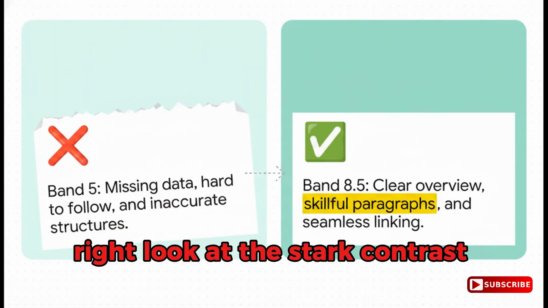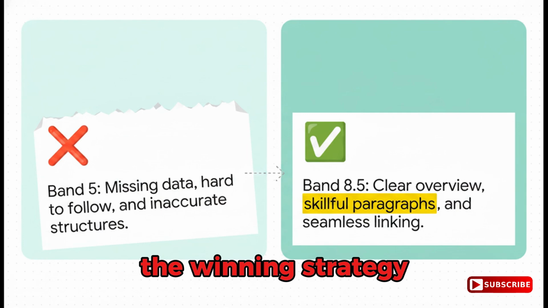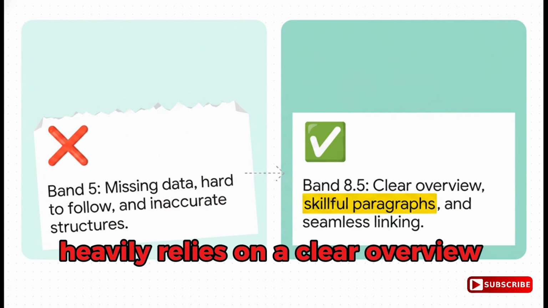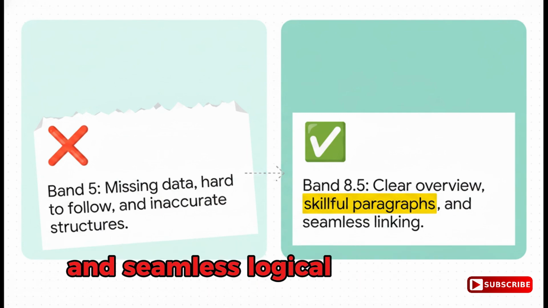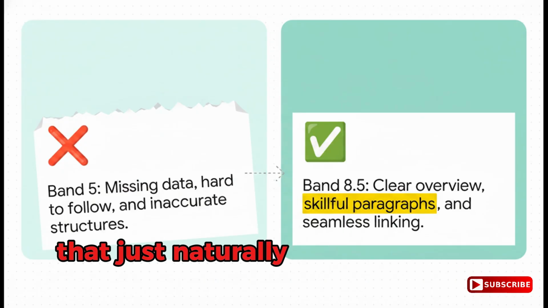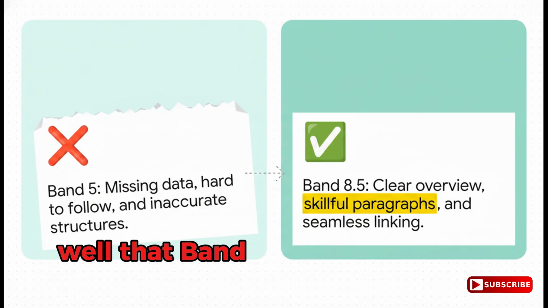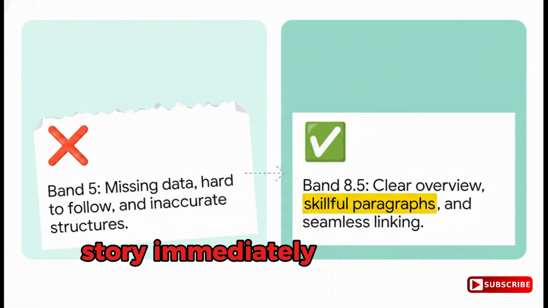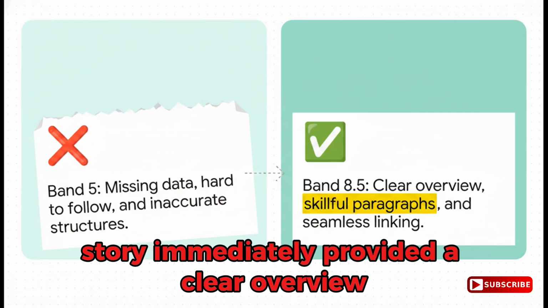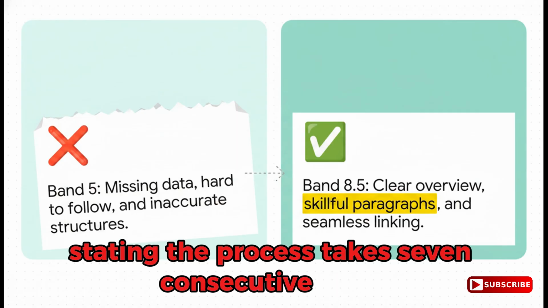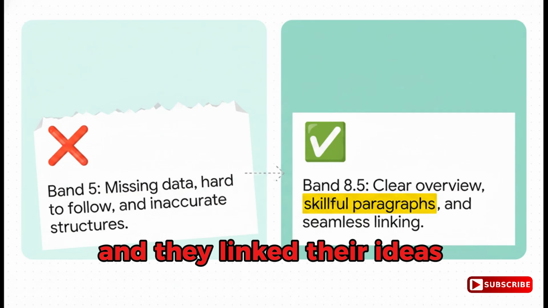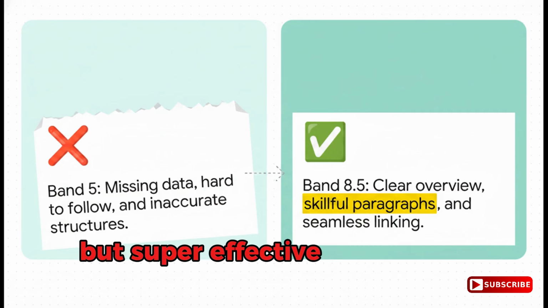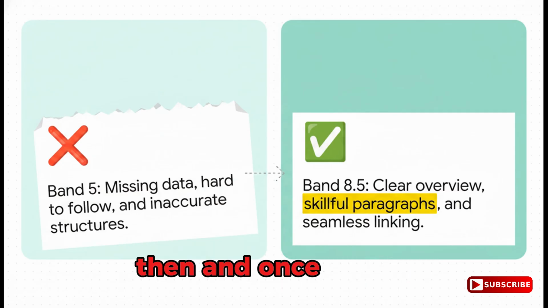Look at the stark contrast between these two. The winning strategy heavily relies on a clear overview of the process and seamless logical connectors that just naturally pull the reader along. While that Band 5 response missed important data and was just really tough to follow, our Band 8.5 success story immediately provided a clear overview stating the process takes 7 consecutive steps, and they link their ideas beautifully using simple but super effective words like first, then, and once.